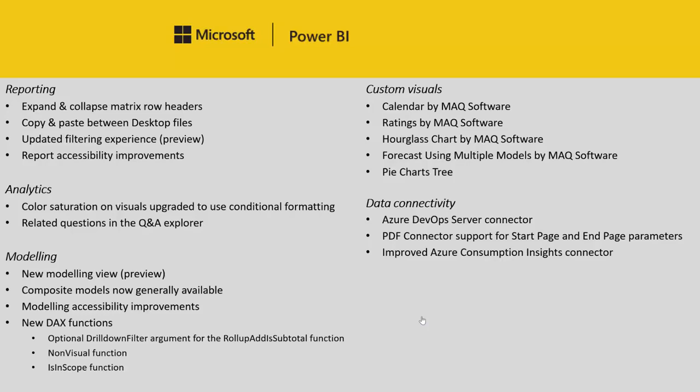We also have 3 new DAX functions this month. In support of our new Expand Collapse feature that I demoed earlier for the matrix visual, we now have an additional optional drill down filter argument for the ROLLUPADDISSUBTOTAL function, and a new non-visual function. Additionally, we added an ISINSCOPE function, which is a better way to detect hierarchy level in a measure expression. Some popular tasks you might need this for include calculating child percentage of parent subtotals or calculating ranks of children under different parents.